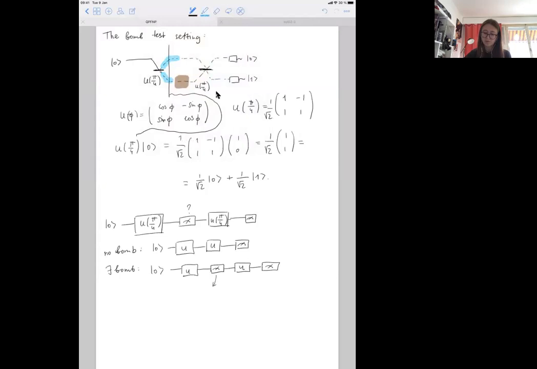And if the measurement shows 0, then it's a top path, no explosion. If it's 1, then there is an explosion.